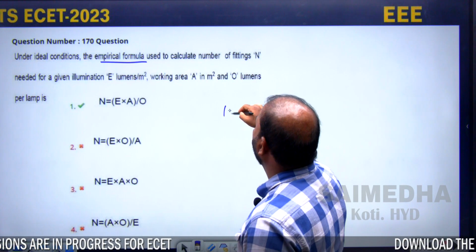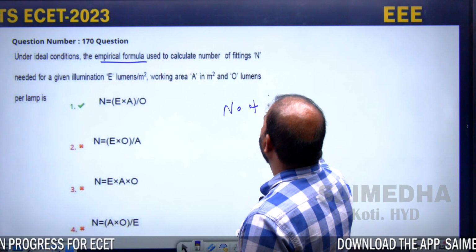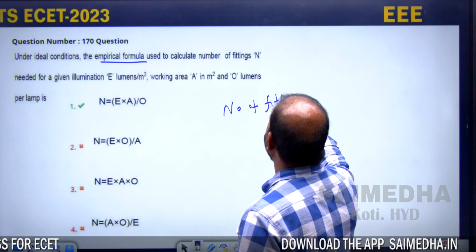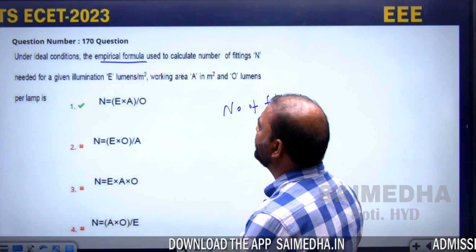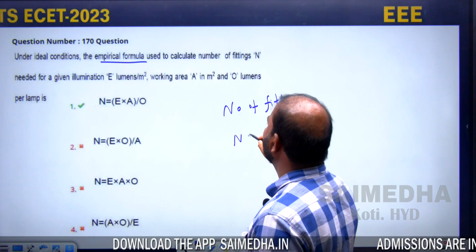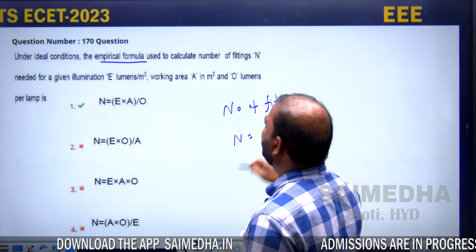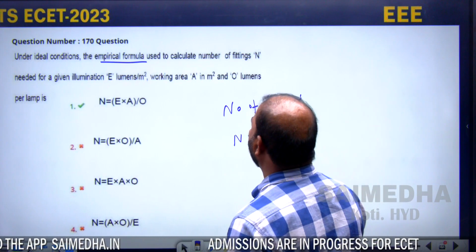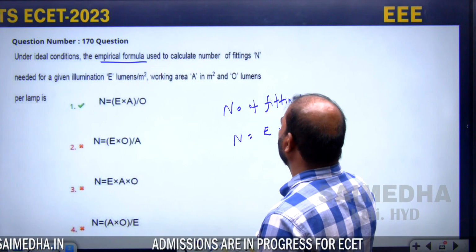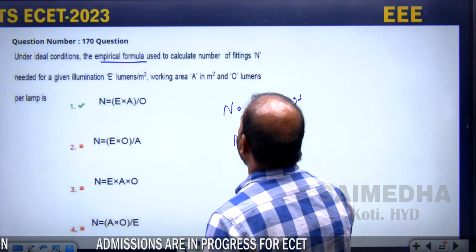So what about the number of fittings? How many fittings are to be used under ideal conditions for getting an illumination of capital E? Here N is equal to, clearly, the illumination required in terms of lumen per meter square, into the area of cross-section, the working area.